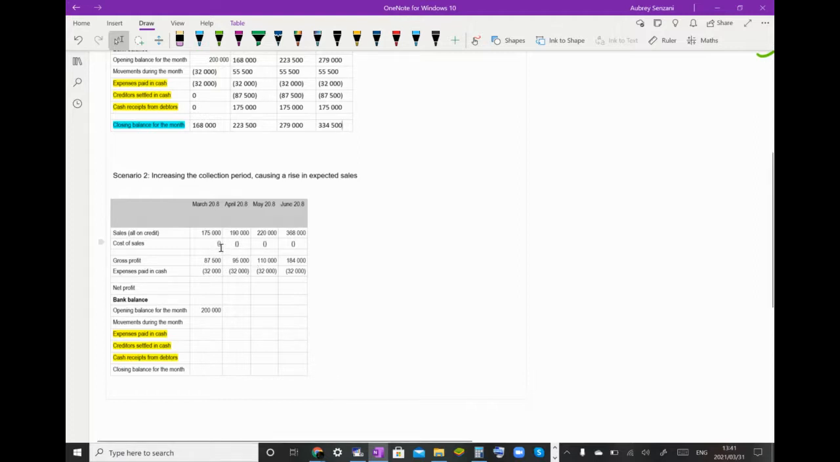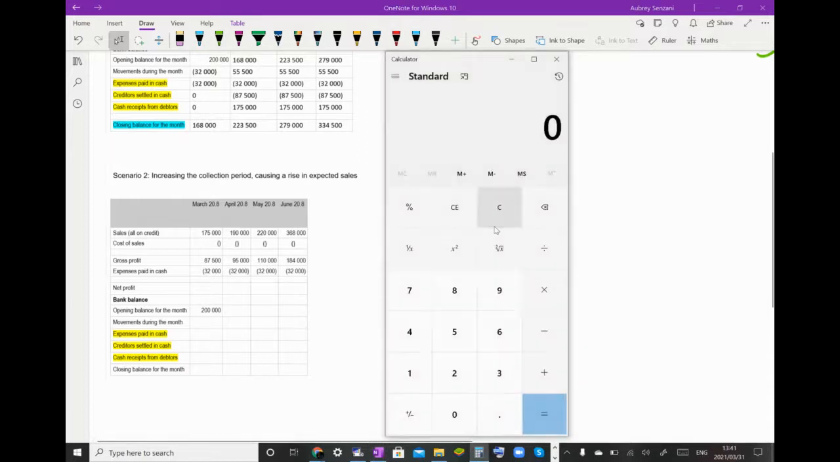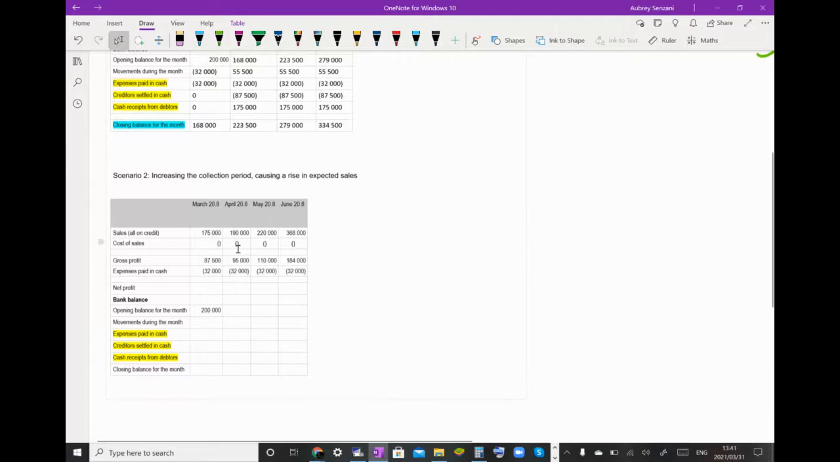So here they haven't given us cost of sales, so we need to work our way backwards to what the cost of sales is. We say 175,000 minus 875, and we get 87,500. So I think here we can just work these out first before moving forward.